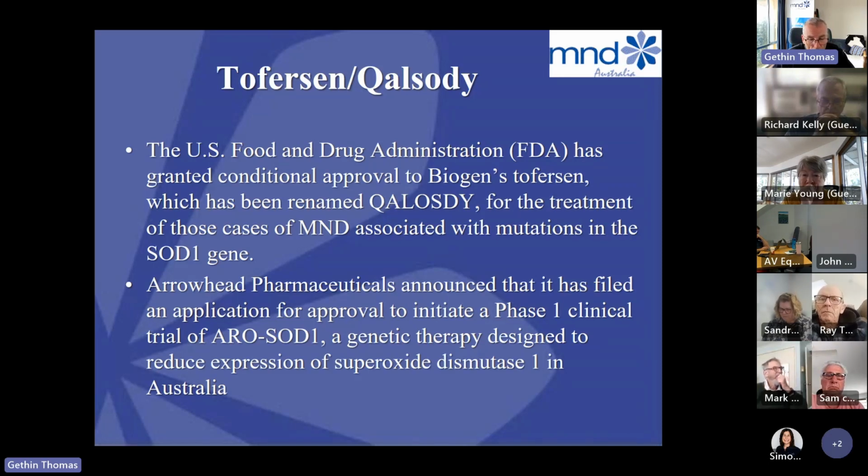Interestingly, another company called Arrowhead Pharmaceuticals has another version of the drug, which also targets SOD1, and they've just had approval to start a trial in Australia. So hopefully there'll be choices within Australia in the near future, which is good because that drives down the price of pharmaceuticals. Unfortunately they are very expensive, especially in MND because there aren't many patients. So the more treatment options we have, one, you can get personalized medicine, and two, it brings down the price of the treatments if there's competition in the market.